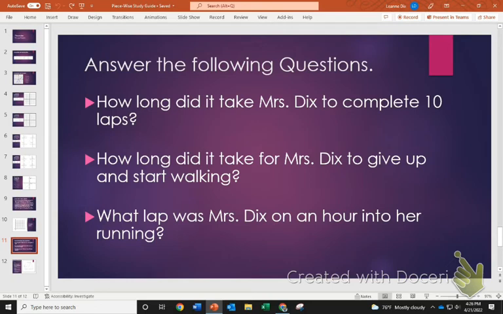Well, remember, I gave up after the 6th lap, and the 6th lap, I finished that after 30 minutes of exercise. So the answer for that is 30 minutes, lap number 6. What lap was Mrs. Dix on an hour into her running? Well, 60 minutes is an hour, and I was on lap 9. It took me an hour to run 9 laps, which is pathetic.